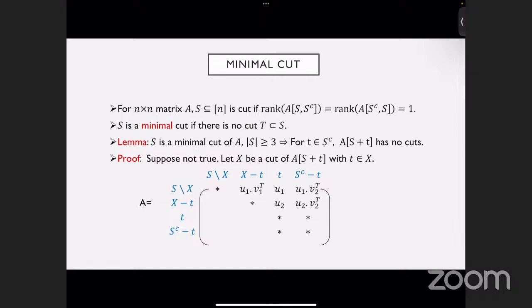Since S is a cut, and from our assumption that the off-diagonal entries are non-zero, this matrix should look something like the dot product of U1 times some other vector. Similarly, this matrix should look like the dot product of U2 with some other vector. And now, from our assumption that X is a cut of this principal submatrix S plus T, this should also look like the dot product of U1 with some vector V1.